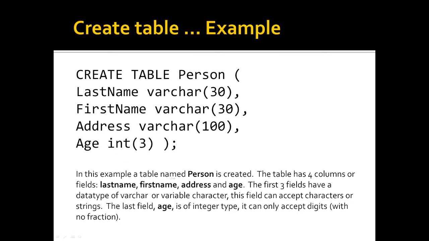So in this example, a table named person is created. So that's the name of the table that is created. The table has 4 columns. So 1, 2, 3, 4. These are the 4 columns or fields. And the names of the fields are last name, first name, address, and age. The first 3 fields have a data type of varchar or variable character, and these fields can accept characters or strings. So it can be characters, strings, digits, so anything. And then the last field, age, is of integer type, so it can only accept digits with no fraction.